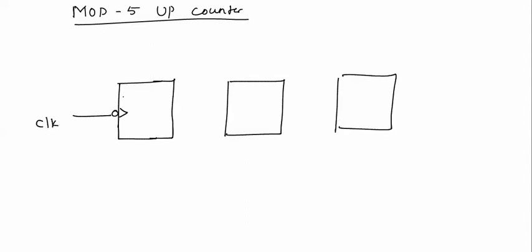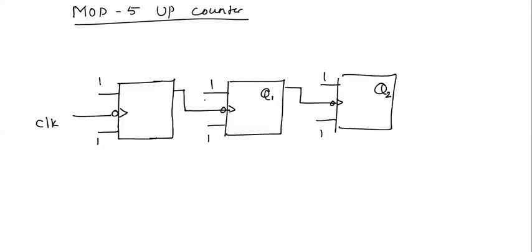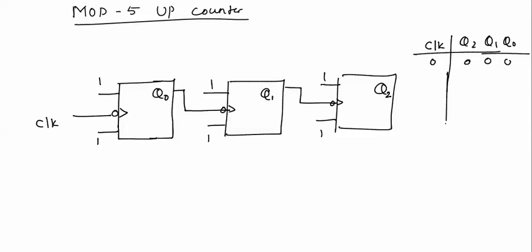For up counter we will have negative edge triggering, Q as a clock. This will be Q2, Q1, Q0. Initially all the outputs will be resetted, 0 0 0. After applying first clock pulse it will start counting the clock pulses.